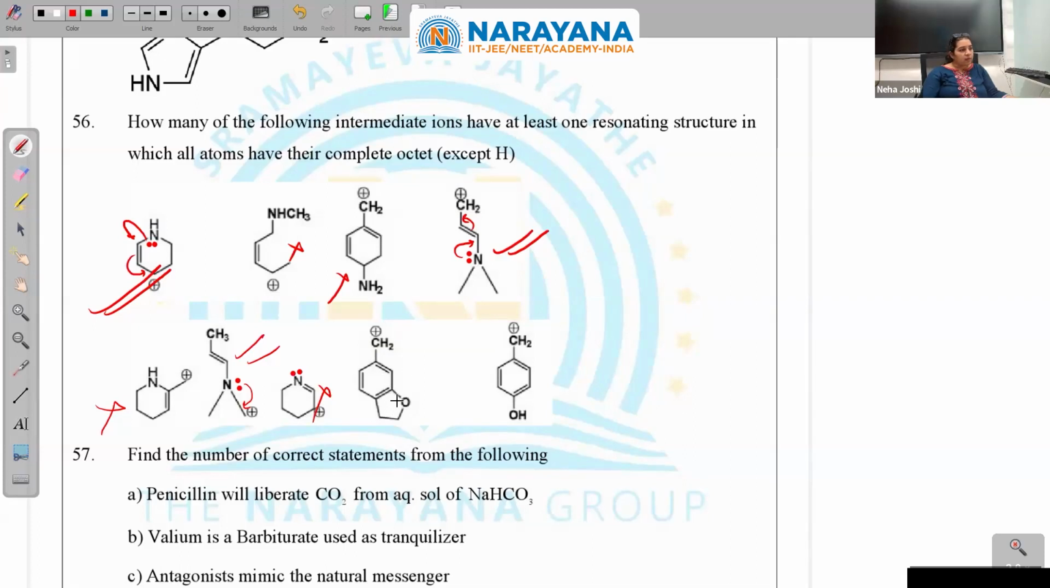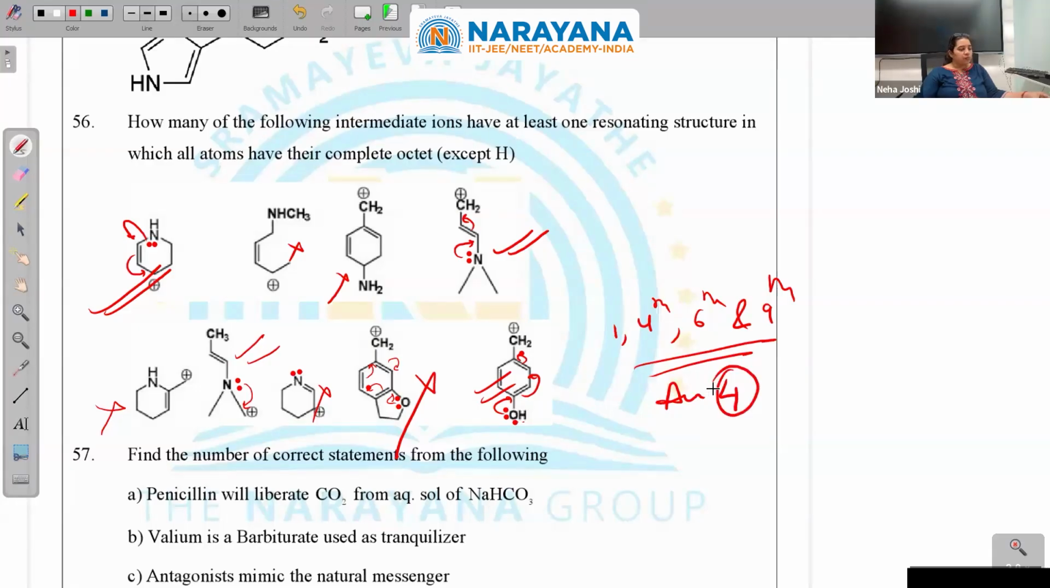Okay, here it is meta positioned. This oxygen is meta position, so not possible. Here it is possible because this oxygen is para position. So answer is first, fourth, sixth, 7, 8, 9. Right? First, fourth, fifth, sixth, 7, 8, 9. These 4. So answer is 4.